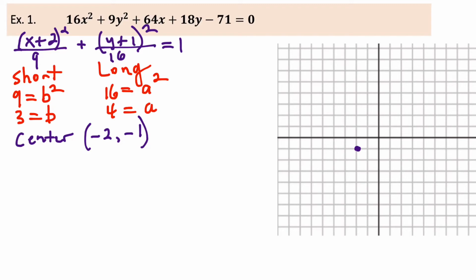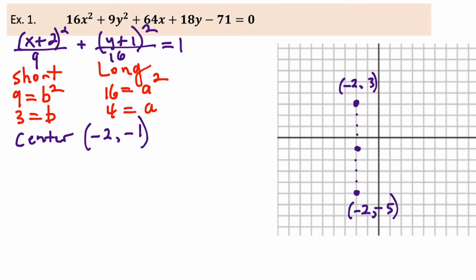Next, I'm going to look at my a dimension, and I'm going to go long on the y. So my a dimension is 4. I'm long on the y. So I'm going to go up 4. 1, 2, 3, 4. One endpoint, and down 1, 2, 3, 4. This is my other endpoint. So this endpoint here is -2, 3. And this one down here is -2, comma, -5.